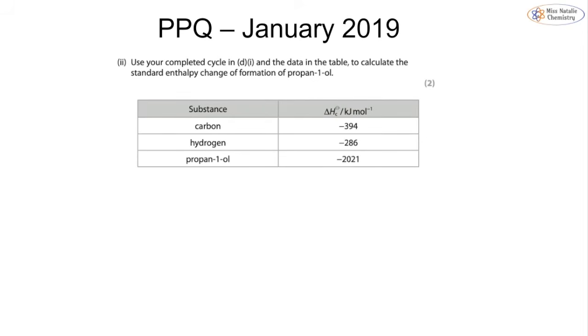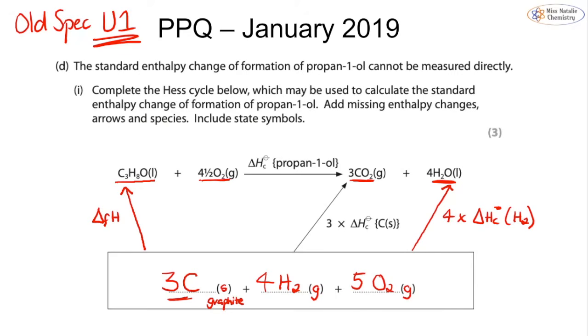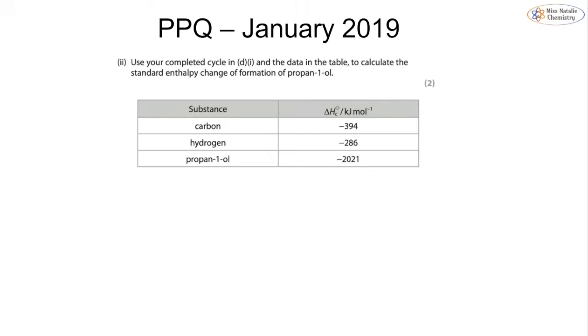So now we have the completed cycle and we have the data, and we're going to use this to calculate the standard enthalpy of formation. So let's just go back real quick here. We said that we needed 3 of our carbon and we needed 4 of our hydrogen. Okay?